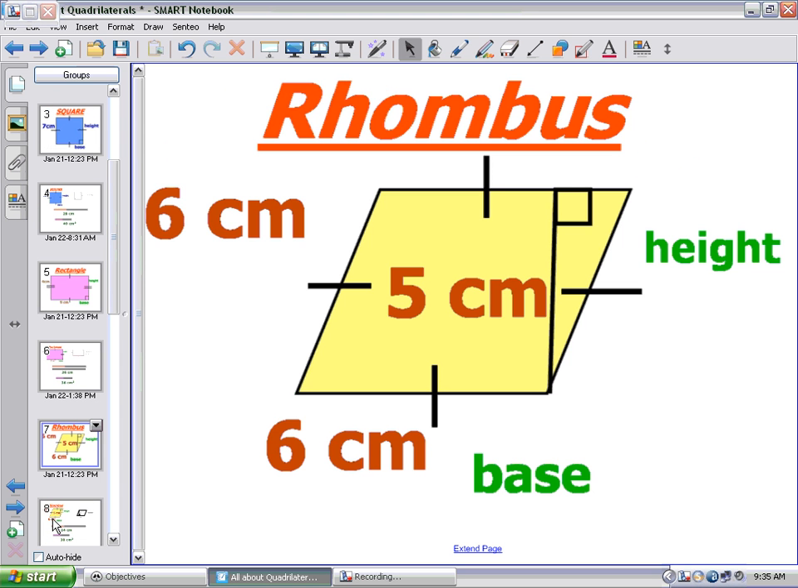Now, the third shape in my family is the rhombus. Okay? The rhombus has a similar property to a square. All four sides of a rhombus have the exact same value. The difference is, if you notice the sides of a rhombus, they're slanted.